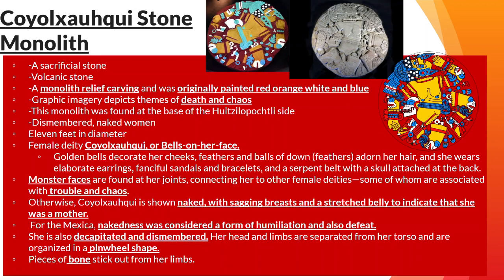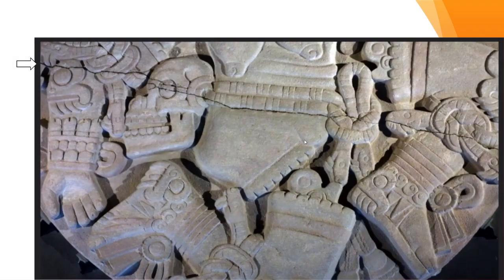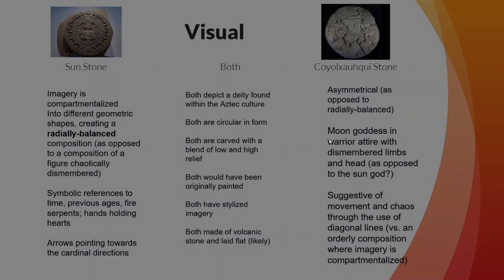This is very chaotic compared to the sunstone, lots of chaos. The stretched belly we see, we had that in Egypt, so she was a mother. And it's a pretty intense scene, that decapitation, the dismemberment, the nudity, all to humiliate her. Here's a crack outlined, so it did break at one point, but the majority of it is still fine.